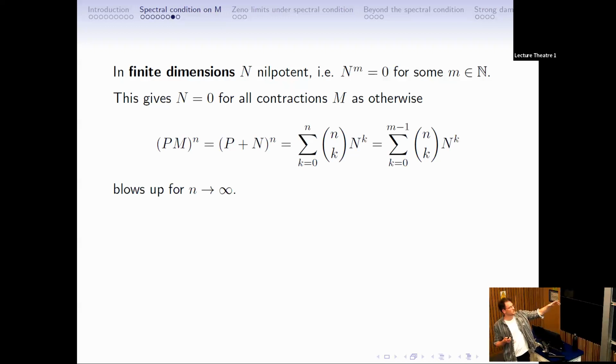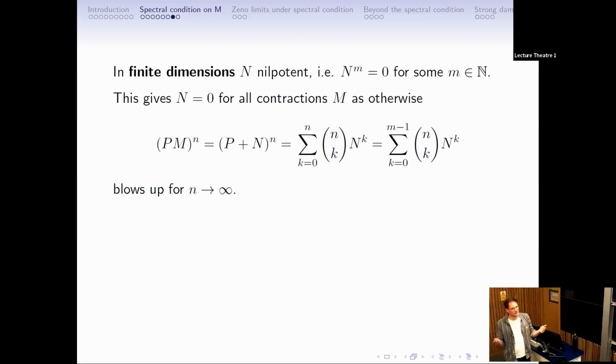Why? Because M is a contraction, therefore PM is also a contraction. We can write down M to the power k by the binomial formula, including N, so we collect all these powers in N. But this sum gets truncated at a particular power where the powers of N just disappear. Therefore, if N were not 0, we would get a blow up here, because these binomial coefficients just blow up. In infinite dimensions this argument does not immediately follow through, because you might not get this truncation, so this trick is not clear.